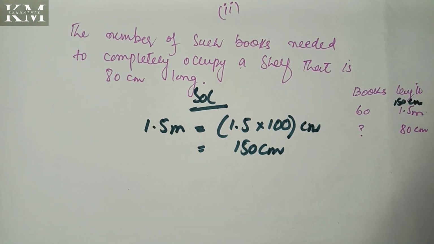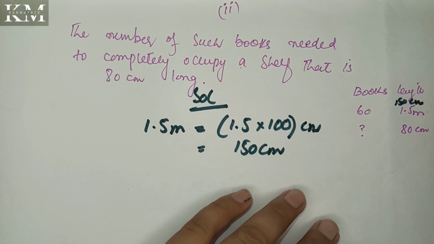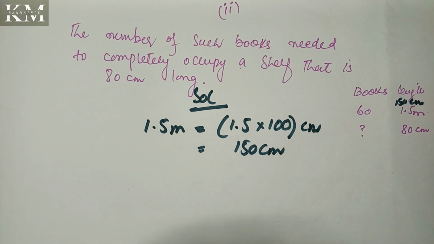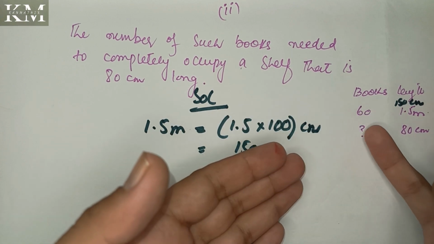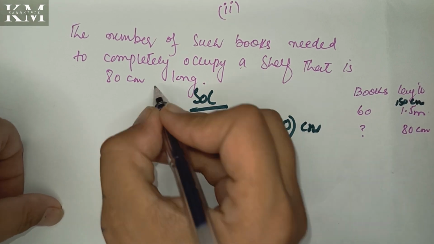Now what's your guess about that answer? When we have less space occupied, what will it affect on the books? Will more books be there, or will fewer books be there? So you have to think about it. So let's start with the B part.